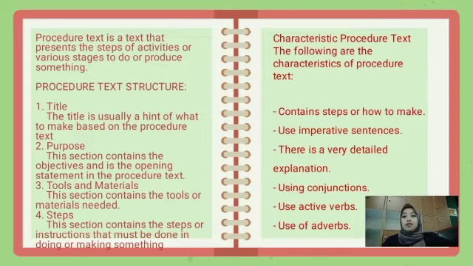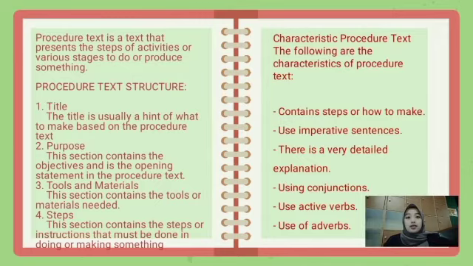Number three, tools and materials. This section contains the tools or materials needed. Number four is steps. This section contains the steps or instructions that must be done in trying or making something. And then, characteristics of procedure text. The following are the characteristics of procedure text.